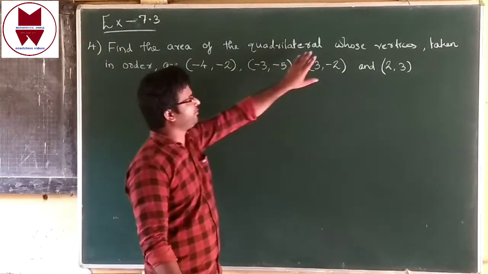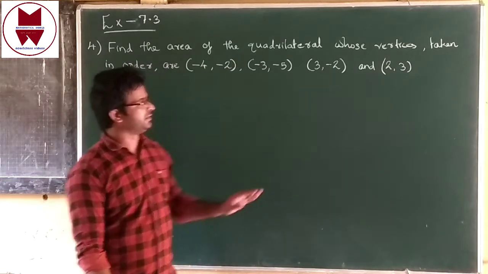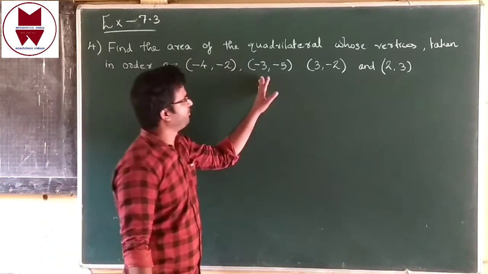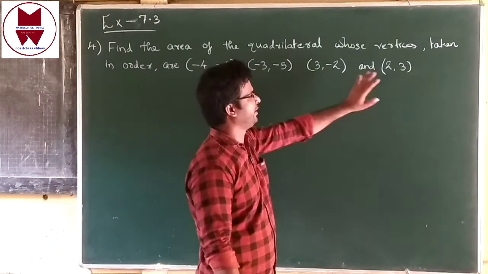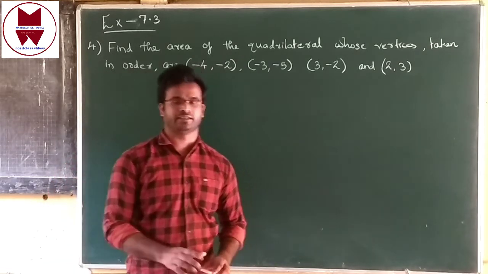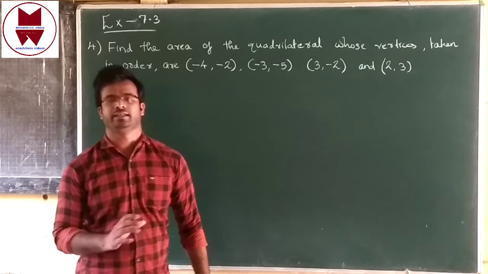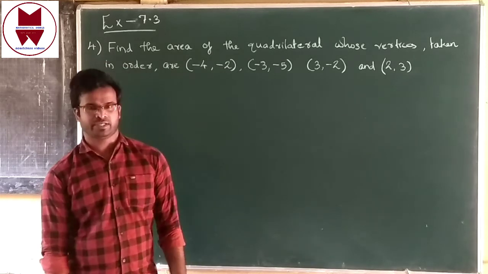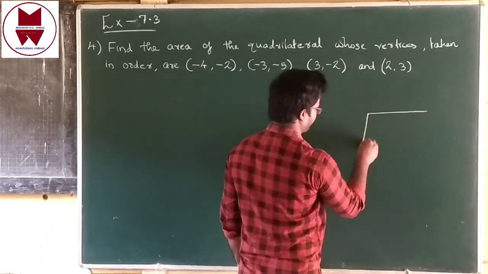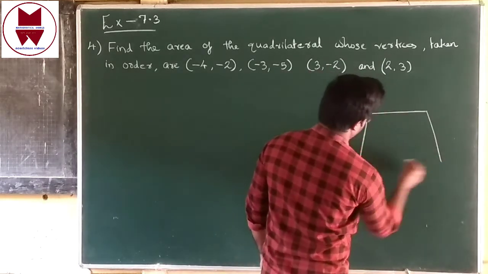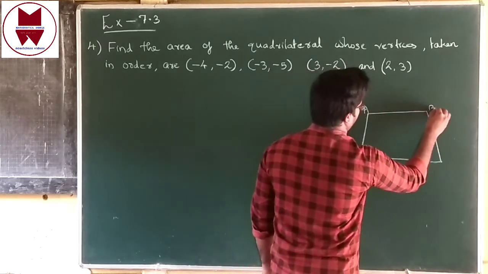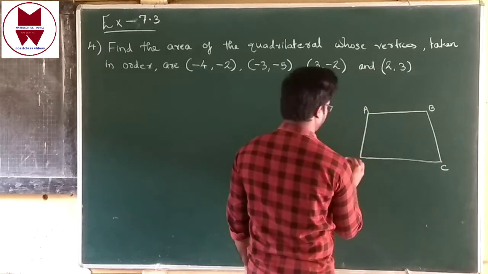Find the area of the quadrilateral whose vertices, taken in order, are (-4, -2), (-3, -5), (3, -2) and (2, 3). Here the vertices of the quadrilateral are given. We have to find the area of the quadrilateral. First we will draw one quadrilateral. Quadrilateral means any figure with 4 sides. Just give the names A, B, C, D.